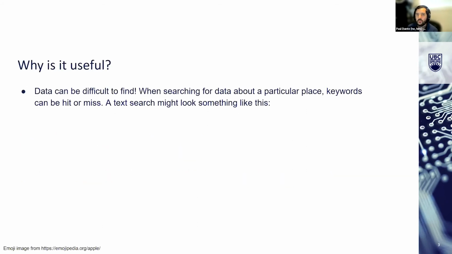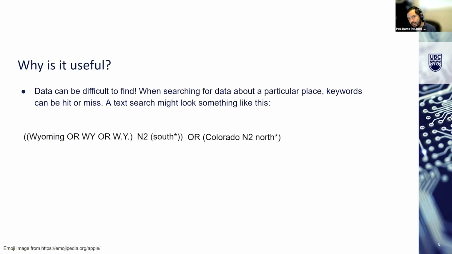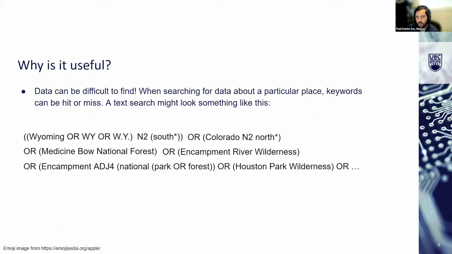As many of you know, searching for geospatial data can be complicated because it doesn't always fit nicely in a single named location. An example: when I was doing my master's, I was studying salmon habitat modeling in the Encampment River. If I want to do a search for that, I would start off looking at Wyoming or WY. I only want northern Wyoming, but it could also be southern Wyoming, could also be northern Colorado, or the Medicine Bow National Forest or the Encampment River Wild, and so on and so forth. It becomes a really ugly looking text search.